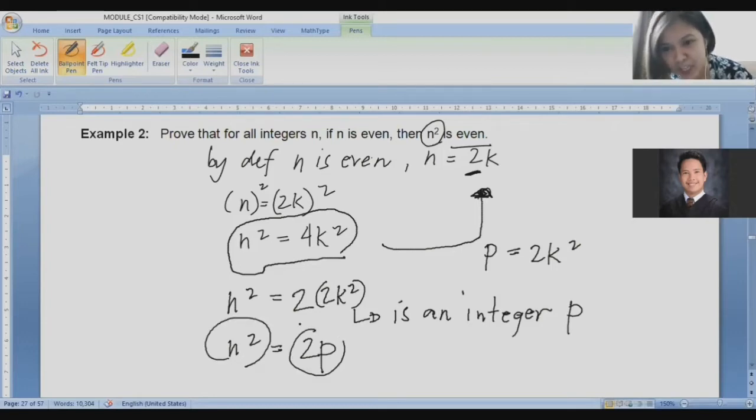Because that is the definition of even: it should be 2 times any variable. Do you follow? So it is proven by direct proof that n squared is also even, based on our format of 2p. The p is like the k, like going back to n is equal to 2k.